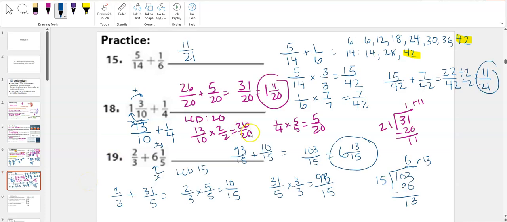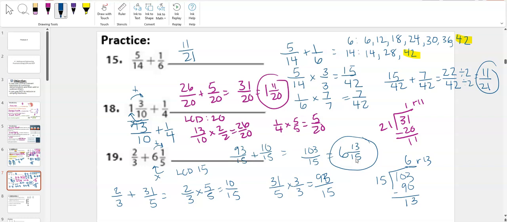So I tried to color coordinate. So you can see over here, I found my LCD, which was 42 for number 15. I converted them into equivalent fractions with the LCD as the denominator. I added just the numerators, and then I reduced to get 11/21. Same here, my LCD was 20, so I converted, I added, and then I had to divide to find the mixed number of 1 11/20. And then for 19, same thing, LCD was 15, multiplied to get 93/15 and 10/15. That's 103/15. Divided to find the remainders, and I got 6 13/15.